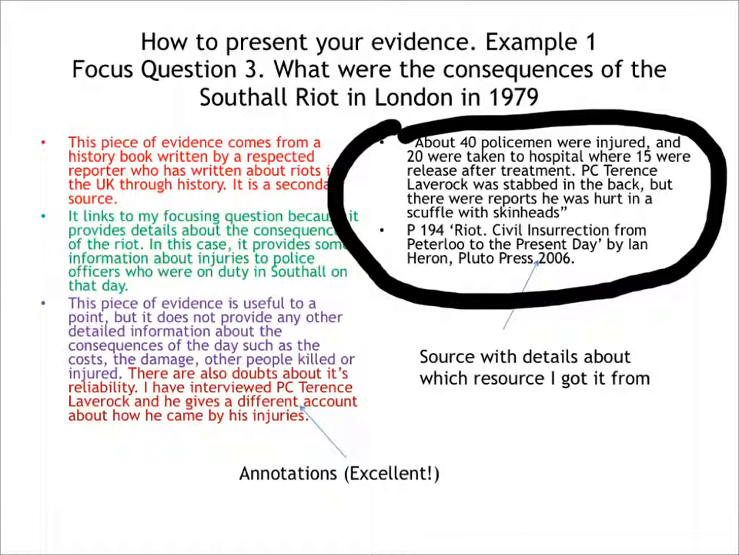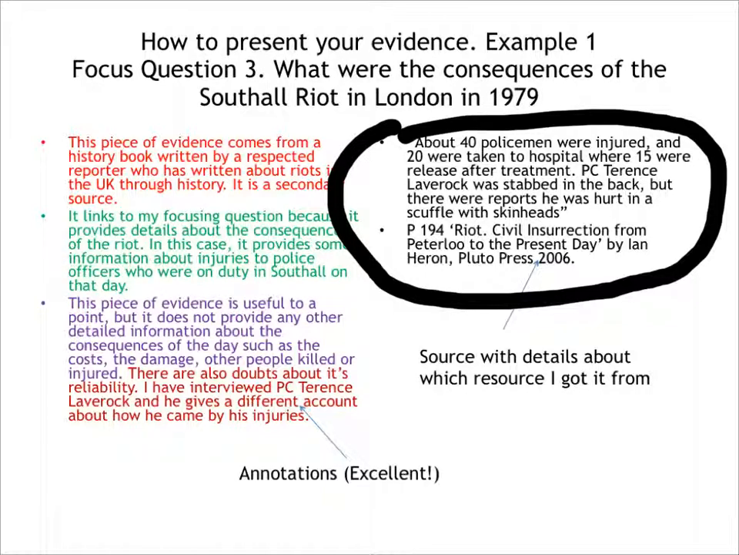Let's just have a quick look at some of the annotations or the notes which go with the source. Remember, when it comes to your internal assessment, these parts of your project are the most important. The colour-coded piece here in red simply says where the source has come from, and it identifies the fact that it's a book about the riots, and it also states very clearly that it's a secondary source.